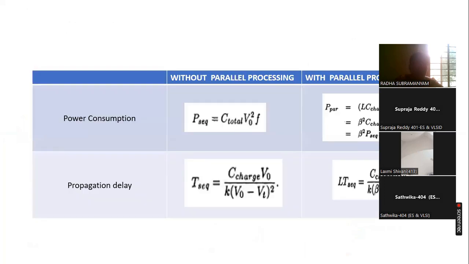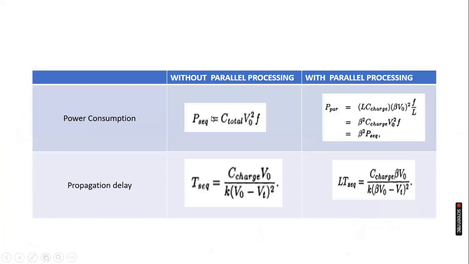Now these are the formulas you can see with and without parallel processing. First column is without parallel processing, the propagation delay and power consumption. And on the right side it is with parallel processing, the propagation delay and power consumption. You can see power consumption changes by a factor beta square. Beta value is less than 1. So definitely power consumption is getting reduced when we are introducing parallel processing.